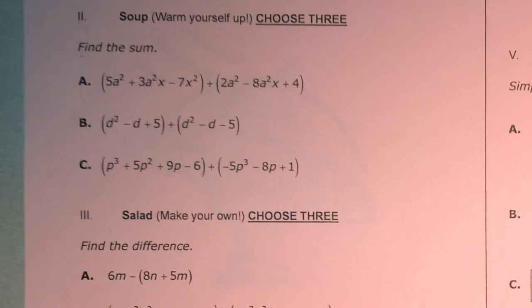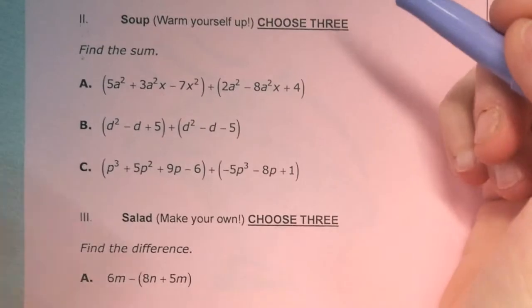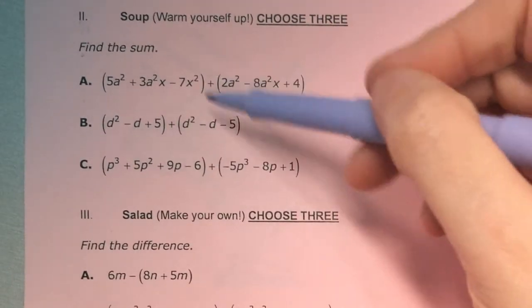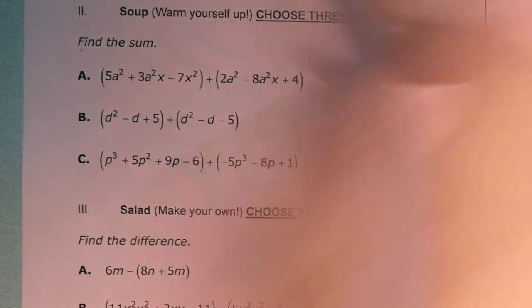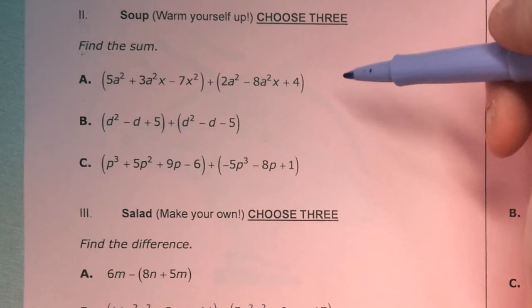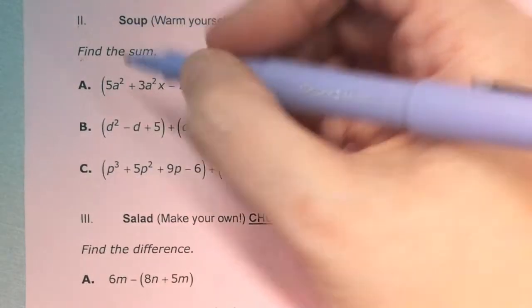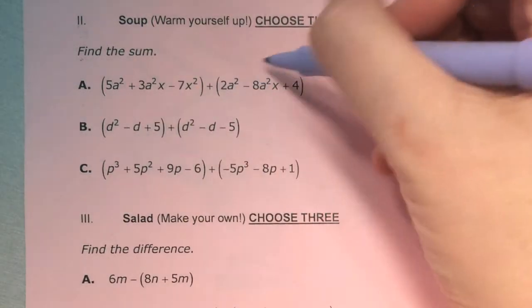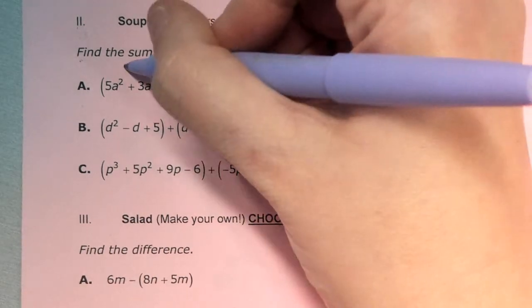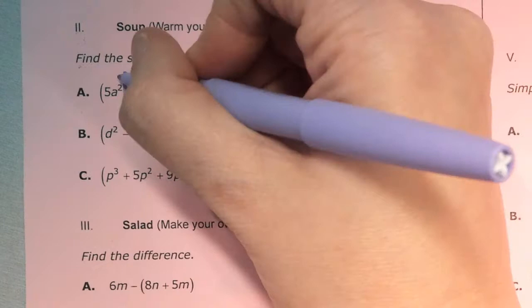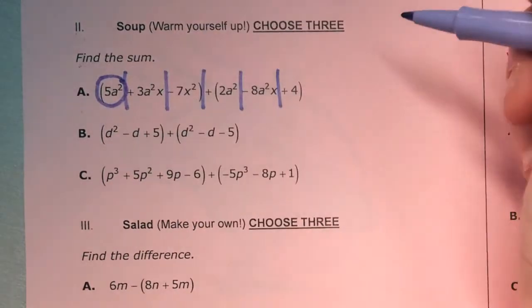Okay, so do I care about these parentheses at all? No. I don't care about the parentheses. So I'm just going to start circling stuff. I like my a squareds with circles. So if it helps you, put a wall up between your terms. I'm going to look for anything with this a squared and circle it.